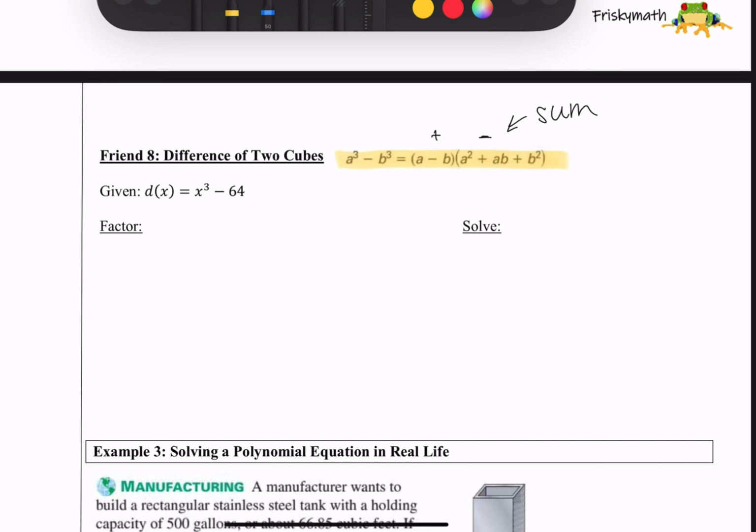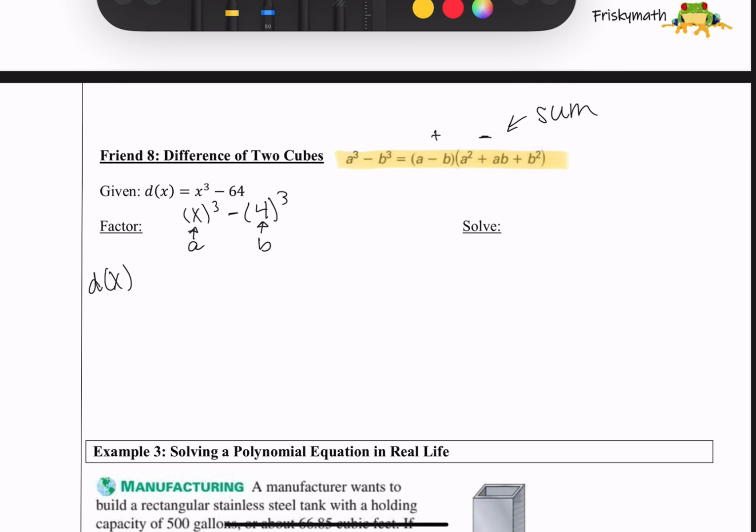So if you look at this problem here, you ask yourself, well, first of all, is there a greatest common monomial? No. I noticed that the first term is a cube, right? It's something cubed. So I wonder if the second term is as well. And as a matter of fact, it is. 4 cubed will give you 64. So this is minus 4 cubed. So x is my A and 4 is my B.